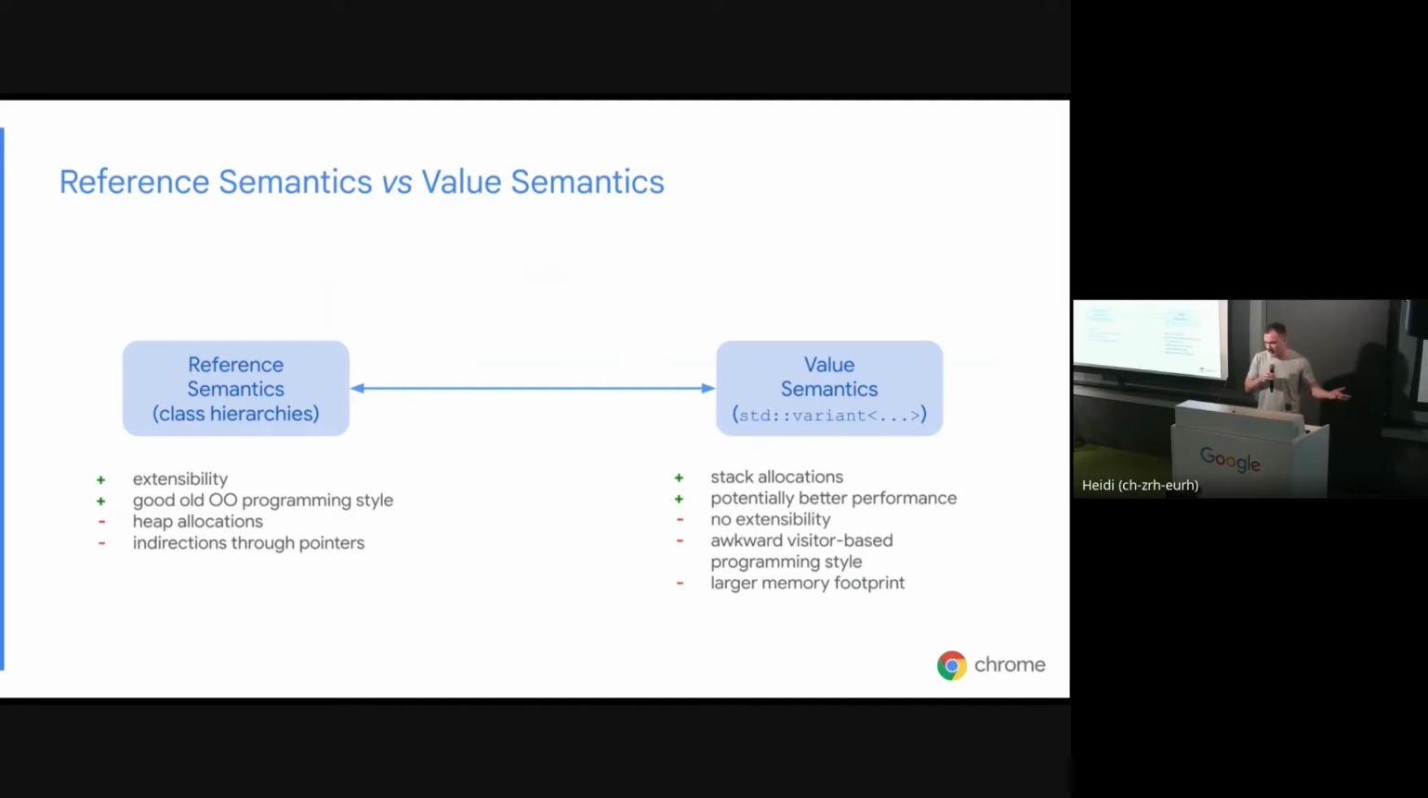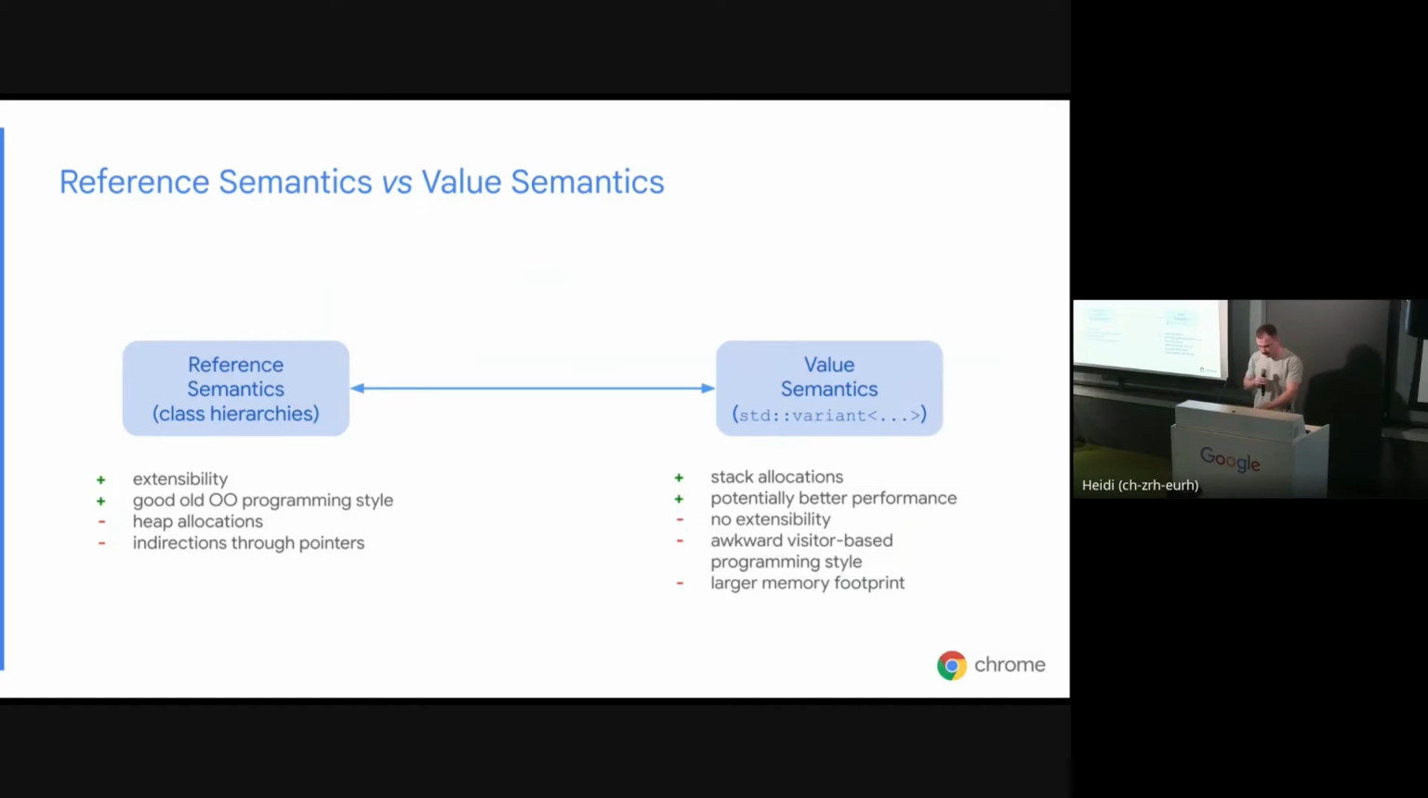On the other hand, we have value semantics, with something, for example, like std::variant or a fixed set of things. This enables stack allocations. Because of that, we potentially may have better performance, but the code is not extensible anymore, and the code actually becomes harder to write, in my opinion. It becomes ugly with std::variant, std::visit, and so on. I don't really like it, and it can result in a larger memory footprint because every single object you allocate is basically a union. It has the size of the maximal object in the set.